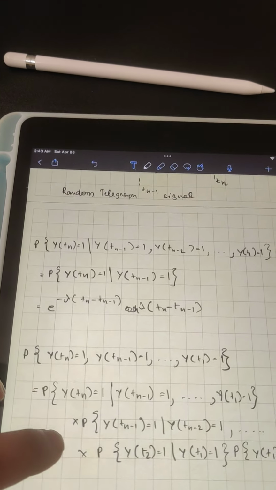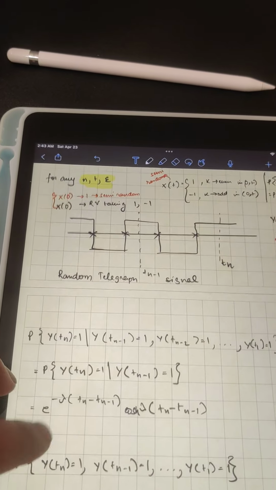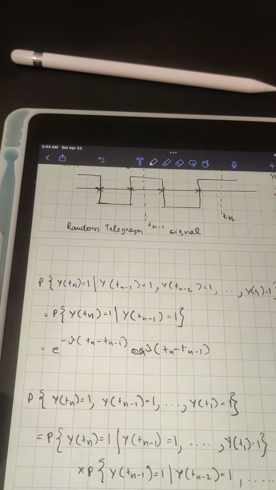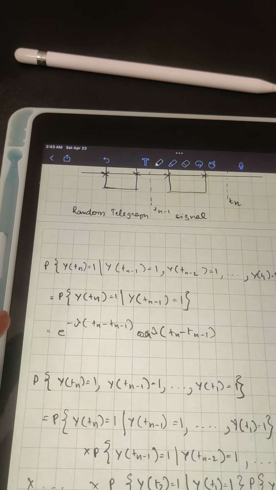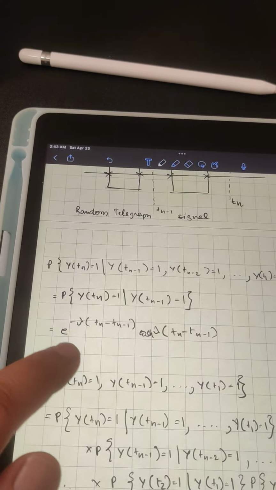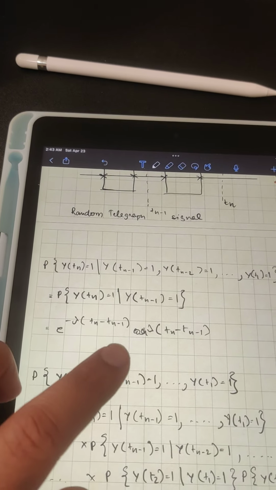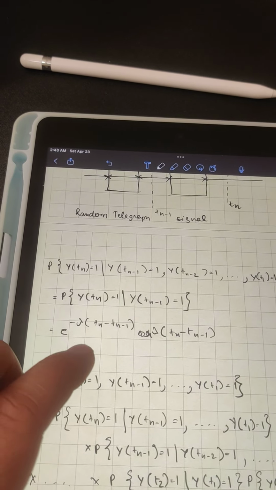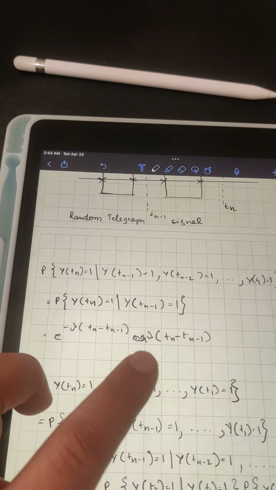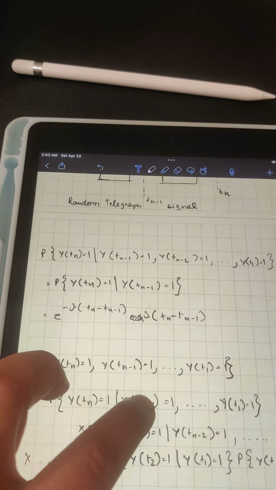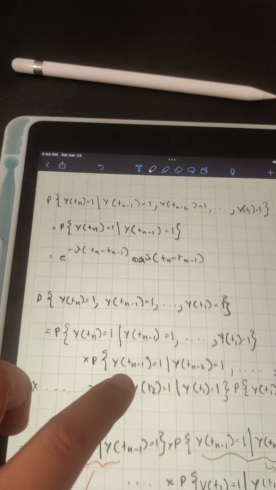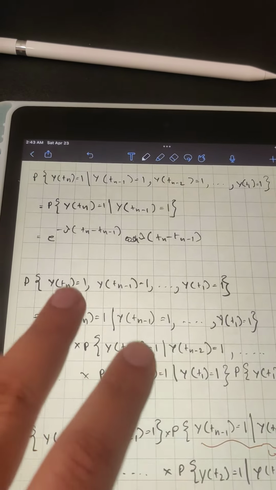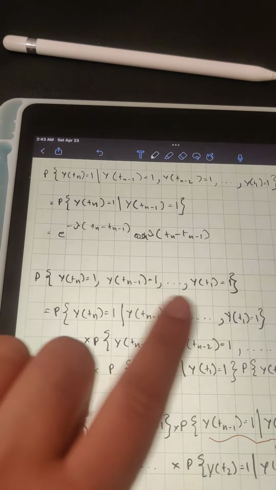And then we can represent this random telegraph signal as, like I said, underlying it's a counting process. So we can represent it as e to the power of minus lambda t cosh lambda t. So we write it as e to the power of minus lambda t(n minus 1) cosh lambda t(n minus 1). And this is using Bayes' theorem and the total probability theorem. We just break these terms up.